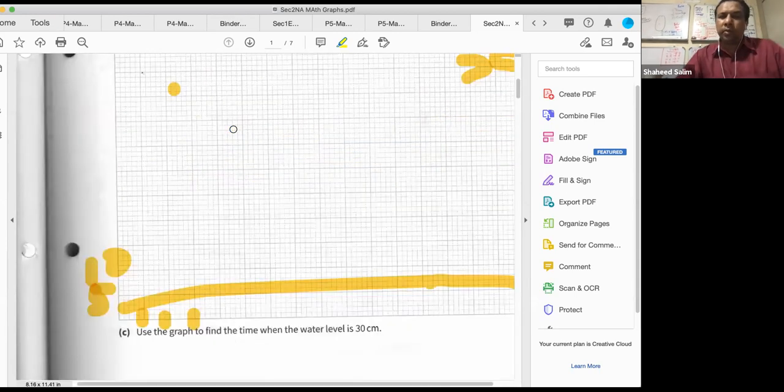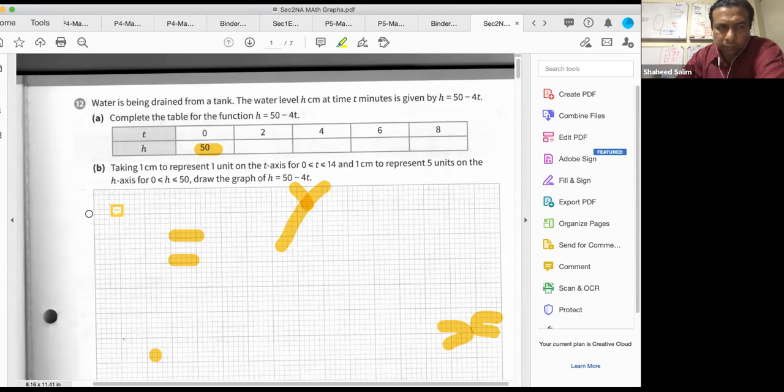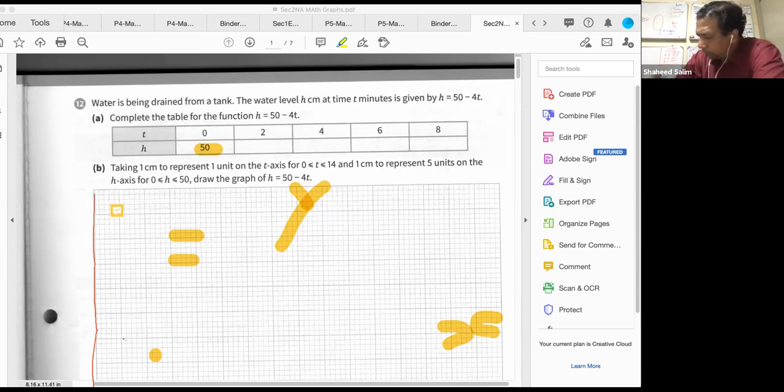You took down the equation, eh? Shafi, are you okay? Okay, yeah. Try to be able to draw, inshallah.